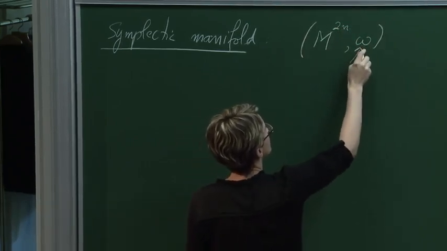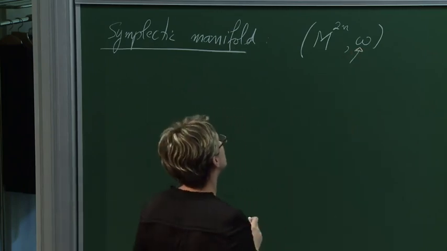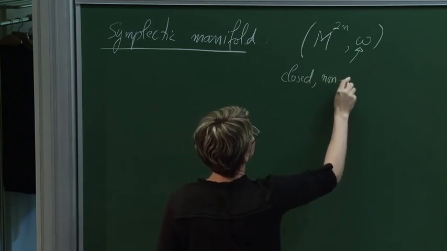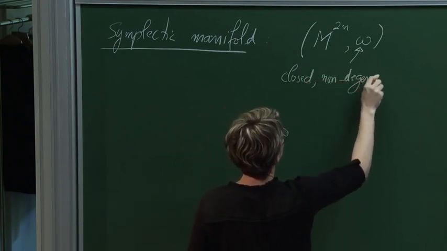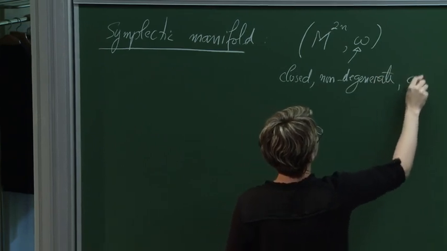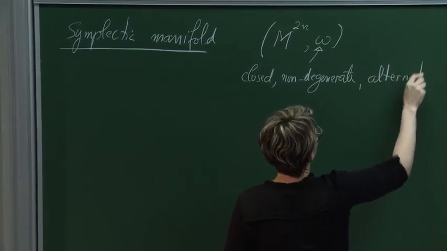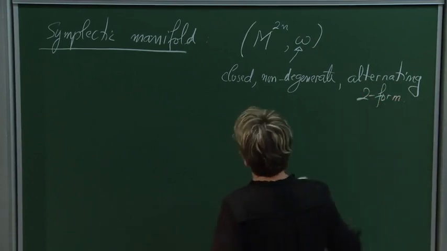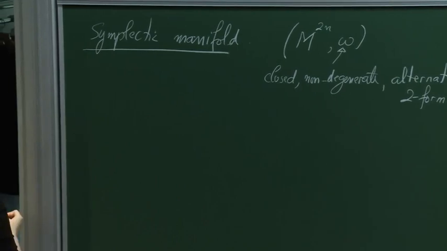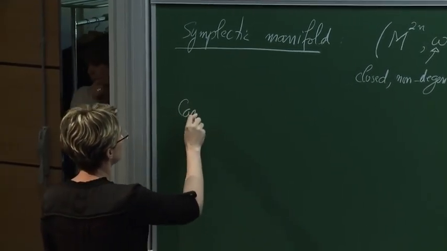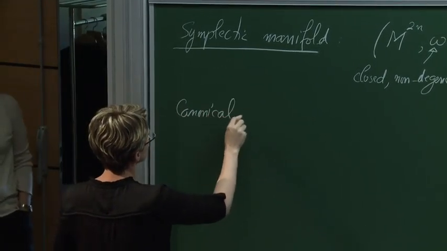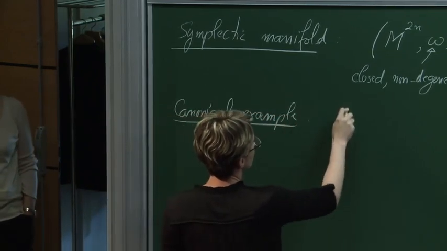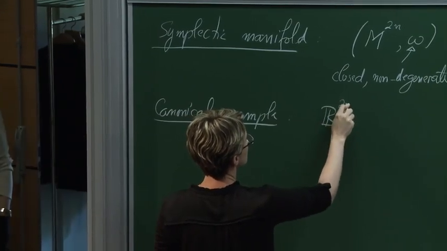So what does this form need in order to qualify as a symplectic form? It needs to be a closed, non-degenerate, alternating two form. Now, the canonical example of a symplectic manifold is the following. Canonical is nothing else but R to the power 2n.